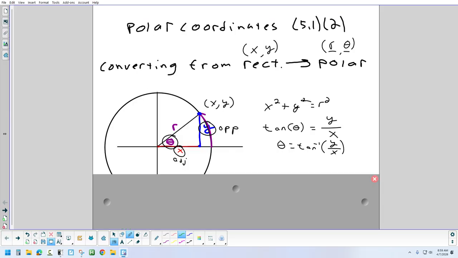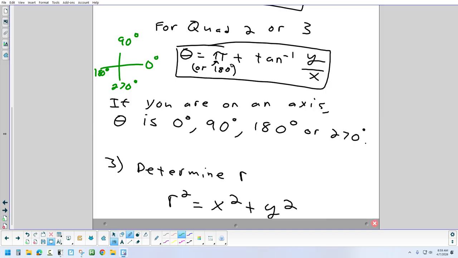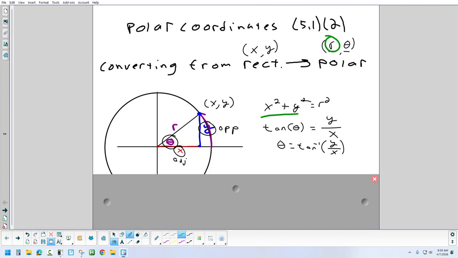So the last thing we need, once we know theta, is r. So we have to find the size of the circle that we're on. And what theorem did we say a few minutes ago you used to do that? Pythagorean theorem. And that works no matter what quadrant you are in. So r squared equals x squared plus y squared. And that's the formula we wrote down right here.